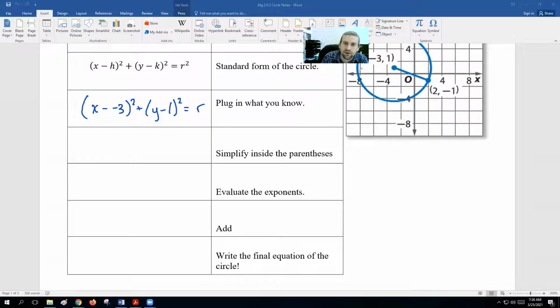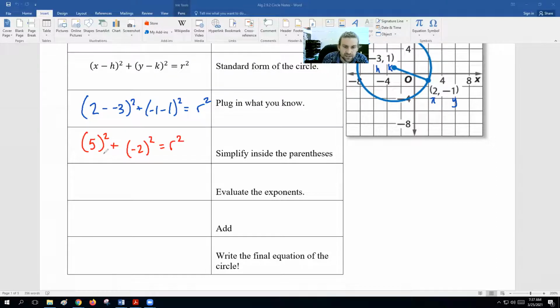One thing that we can do with our r is to realize here that our center is at the point (h, k) and our edge point has an x and y value. So we can make this (2 minus -3) squared plus (-1 minus 1) squared, and we can solve for r. So we'll do that now. Let's simplify. What's 2 minus -3? That would be 2 plus 3, that's 5 squared. Plus -1 minus 1, that's -2 squared equals r squared.